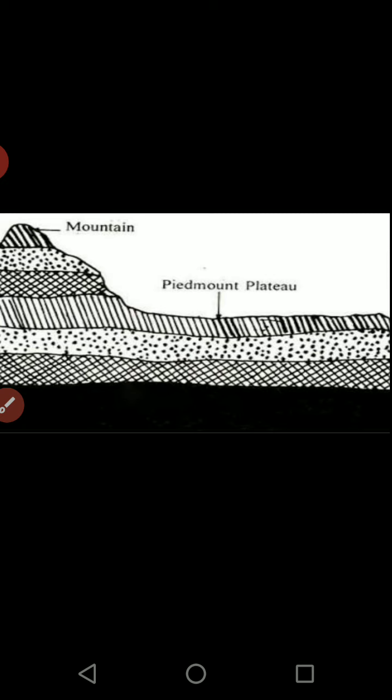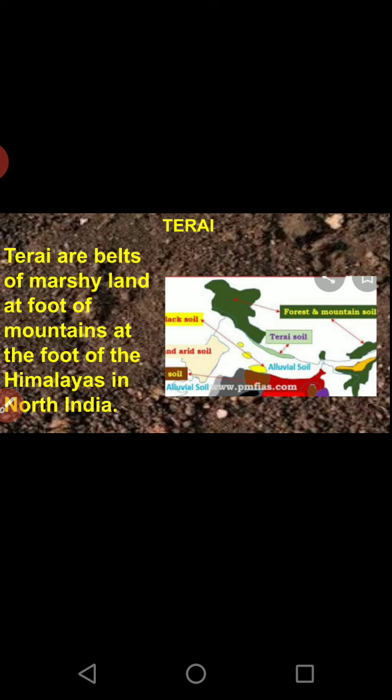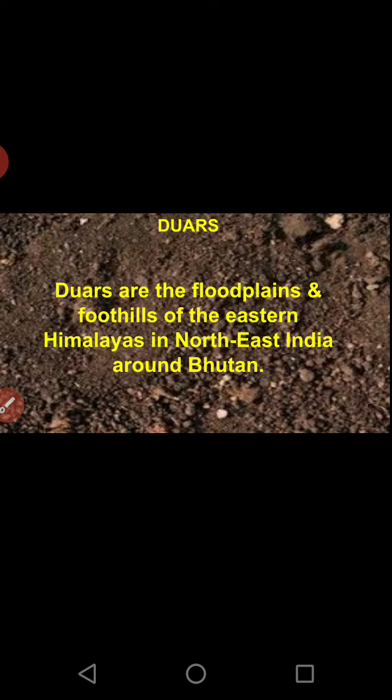Now, as I was saying, there is a variety of types. This is mainly found in the Piedmont plateau or Piedmont region. The Piedmont region is the foothills of the mountains, and this is the exact place where the northern plains are located. Here these soils are known by various names: first Duars, second Terai and third Khos. Let's go back to Duars. It is the same soil but known by different names. Duars are the floodplains and foothills of the eastern Himalayas in northeast India and around Bhutan. So Bhutan, or you can study the Assam region. Whichever alluvial soils are found in these regions are known as Duars.